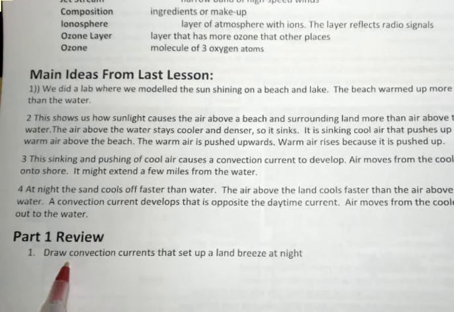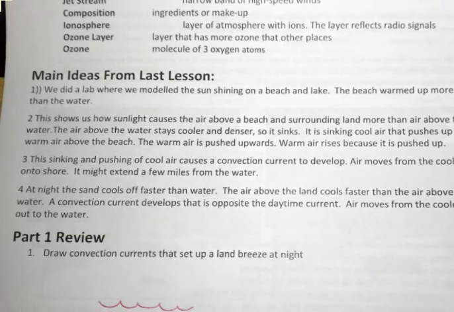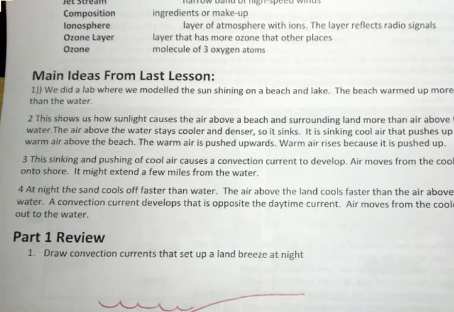Number 1, draw a convection current set up as a land breeze at night. So everybody please draw some water and then the beach. And then we can have a house and a tree or whatever you want. Go ahead and draw a scene like that, please. I have new packets down here if you want to grab one.